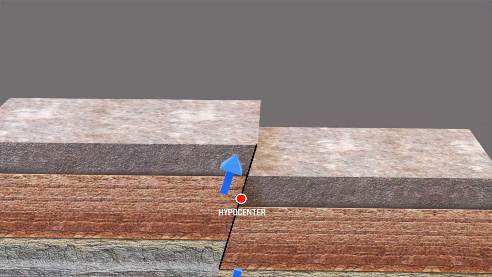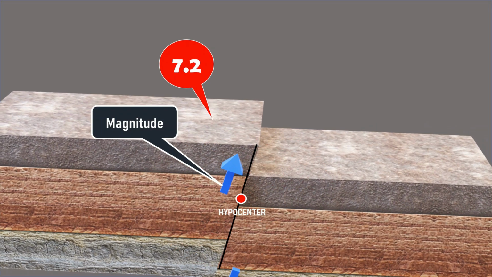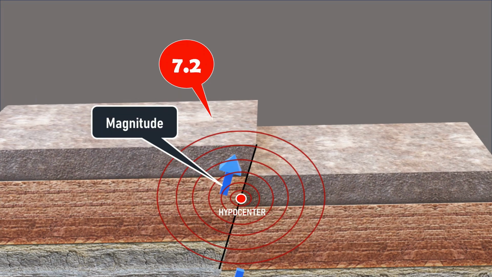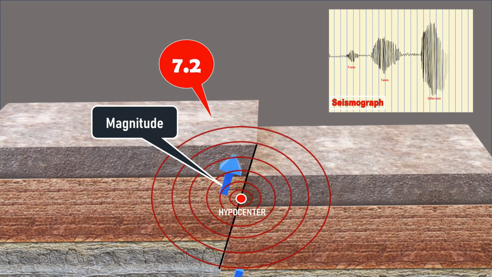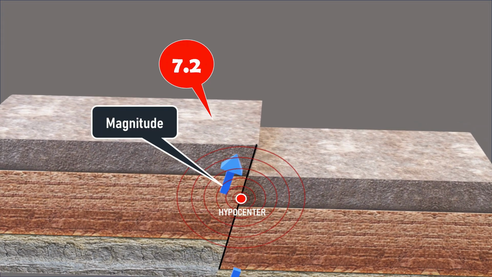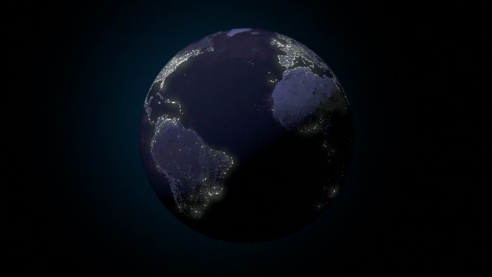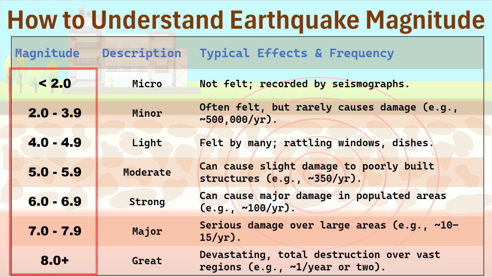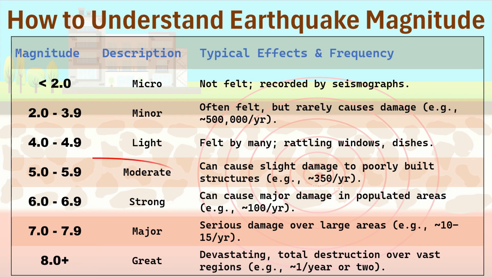So, the second way to measure an earthquake is its magnitude. This is a single number that describes the earthquake's true energy release. This value comes from seismograph recordings, not observations. And as it's calculated using precise instrument data, the magnitude stays the same everywhere. Magnitude is written in whole numbers and decimals. A magnitude 5.3 is considered moderate, while a 6.3 is strong.